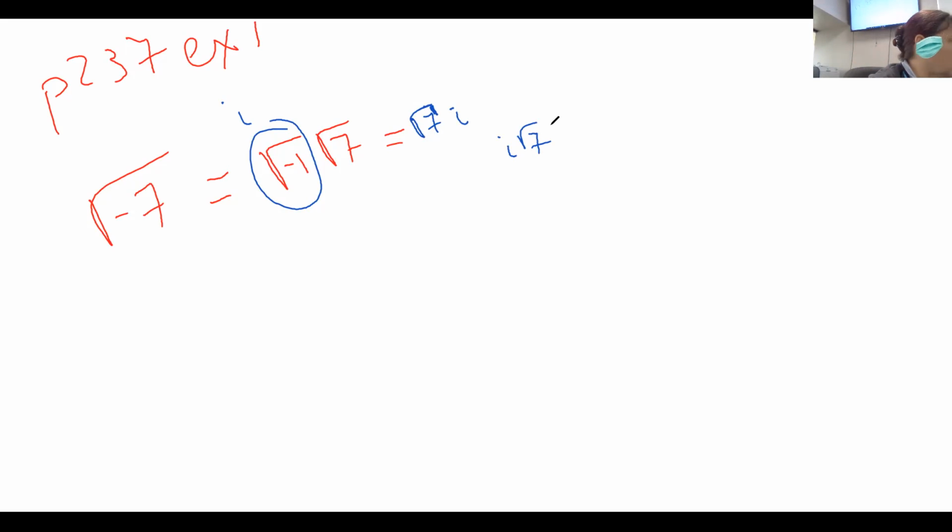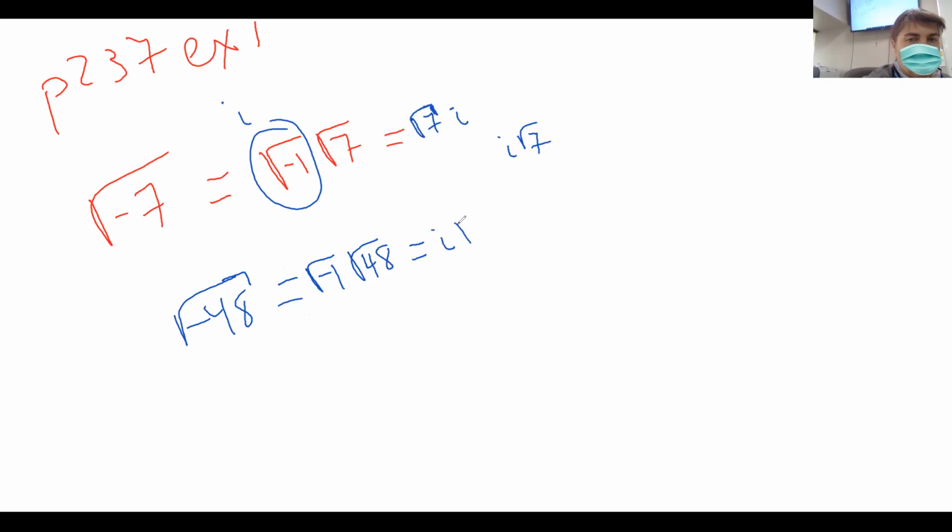So how about another one? Let's see if you can remember how to simplify. Do the square root of -48 in terms of I, and simplify too. See if you can do it. So how can you simplify the square root of 48? Remember.